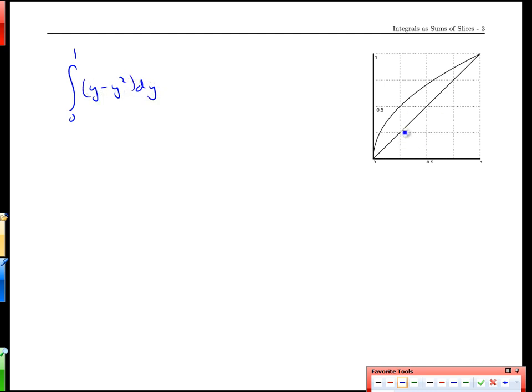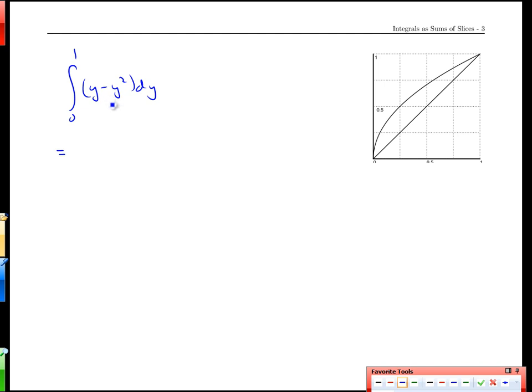Just as a quick ballpark, notice the square here is 1 unit, so we're expecting a value pretty small, certainly less than 1, maybe a fifth, a sixth, something like that. Certainly well below half even. So let's take a look and see what we get.